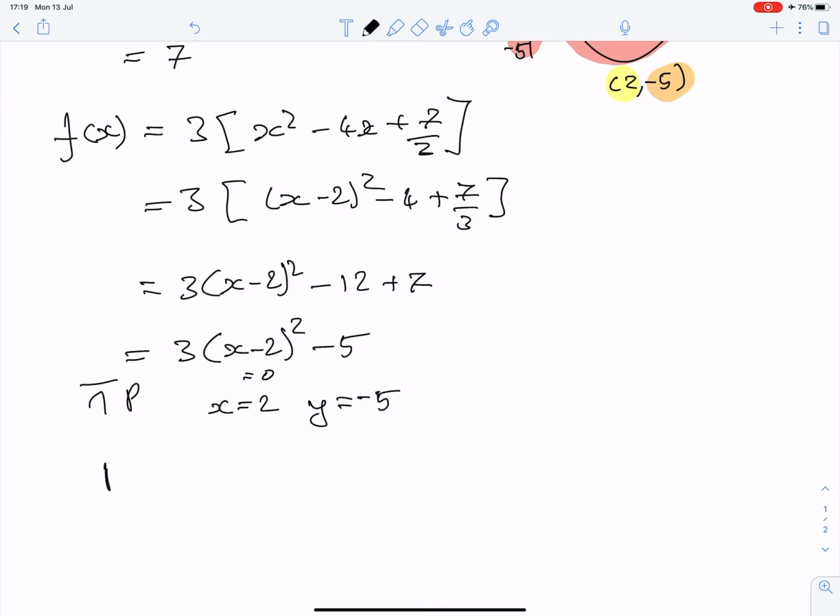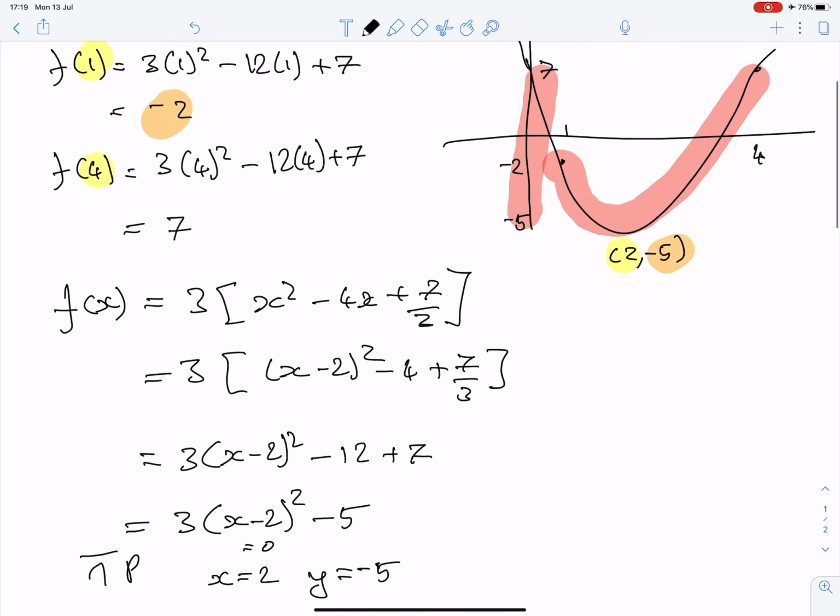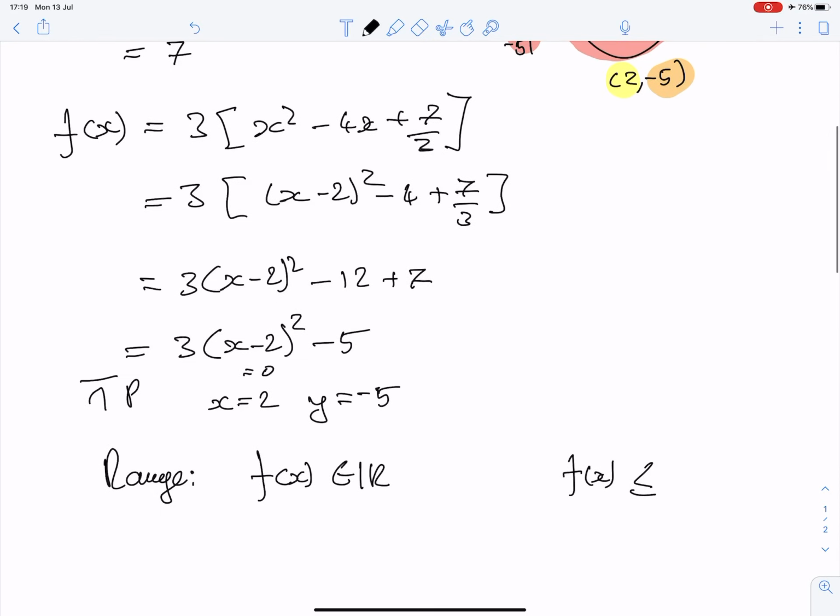So the range is f of x is a member of the set of reals and f of x is less than or equal to 7 and greater than or equal to negative 5.